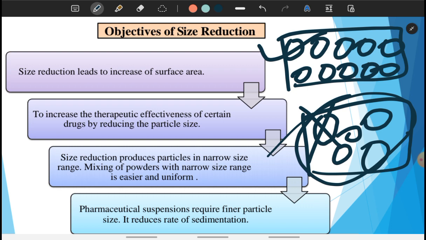The last objective is the pharmaceutical suspension requires finer particle size. It reduces the rate of sedimentation. If you have a suspension with fine particle size, the rate of settlement of that particle will be less as compared to large particles. So fine particle size is preferred in suspension, so that the sedimentation rate is low.